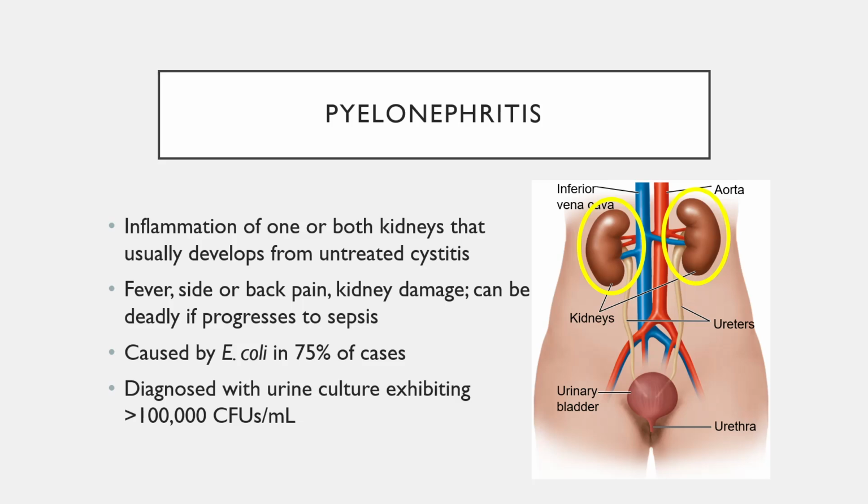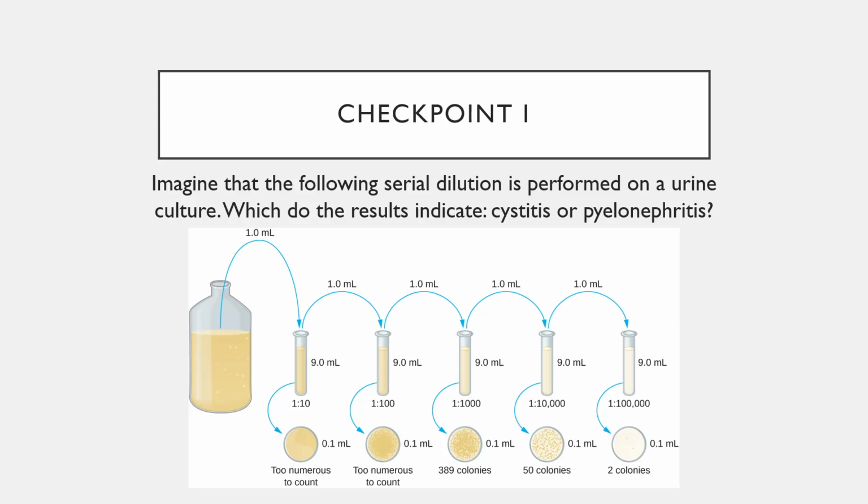So now let's take a look at a checkpoint. What you see here is a cartoon of a serial dilution of an original culture. And imagine that this serial dilution is performed on a urine culture. Which do the results indicate? Do they reach the threshold for cystitis, or do they reach the threshold for pyelonephritis? What I want you to look at is this last serial dilution, the one that has 2 colonies here on the plate. Calculate what the concentration is per milliliter and then determine whether or not that counts as cystitis or pyelonephritis.